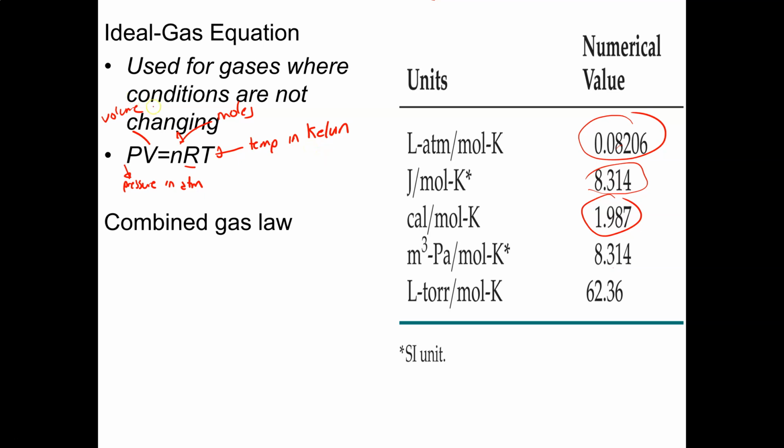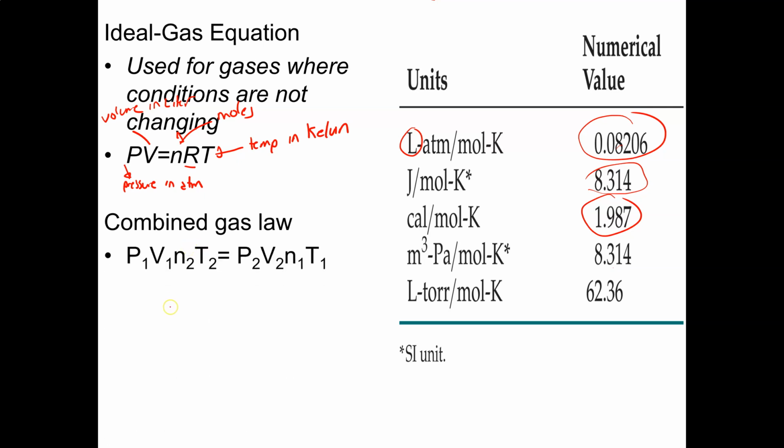Make sure your volume is always in liters, because your R requires that. If you don't put in liters, and you put in milliliters, you're going to get a very small value and it'll be all screwed up. So be careful. This is when things are all staying the same, so they don't tell you the volume, pressure, or temperature changing. That's your formula. They give you moles or grams, that is your formula. Now, what if things are changing?